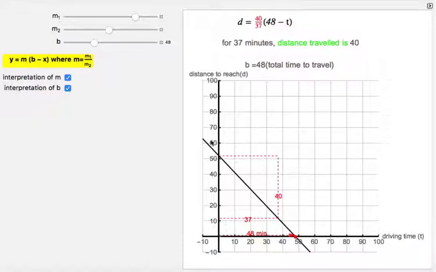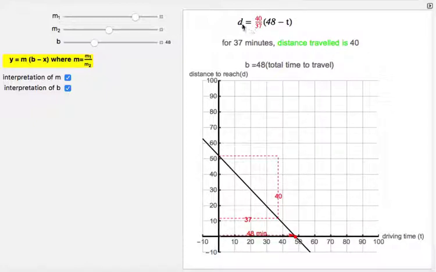Another question they might ask you is, how long is it going to take you to reach your destination? Well, if you have what looks like 52 feet to travel, 51 feet, whatever that number might be, how long does it take you to get until there's 0 feet, 0 miles, to your destination? Well, when there's 0 miles to your destination, you're on the x-axis. That's the x-intercept. So y equals 0.